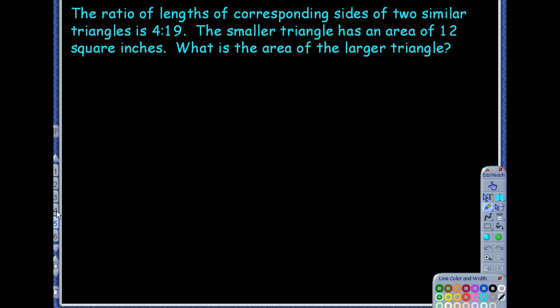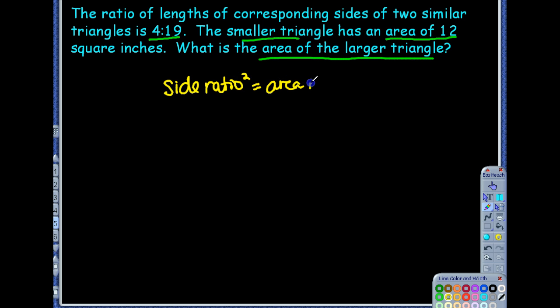Okay. All right. For this next one, they tell us the ratio of the lengths of corresponding sides of two similar triangles is 4 to 19. So we've got the ratio of lengths of the corresponding sides. We have our side ratio. The smaller triangle has an area of 12 square inches. What is the area of the larger triangle? Okay, so I immediately am noticing this. I'm dealing with similarity, and I'm dealing with area. So I'm going to remember that the side ratio squared gives me the area ratio. I'm going to remember that.